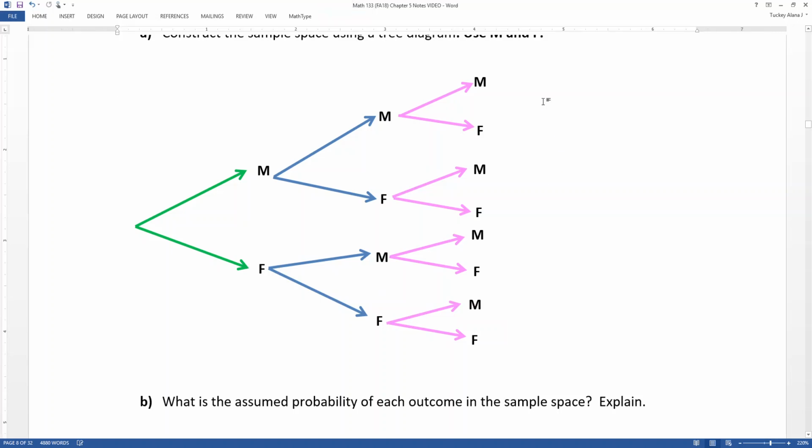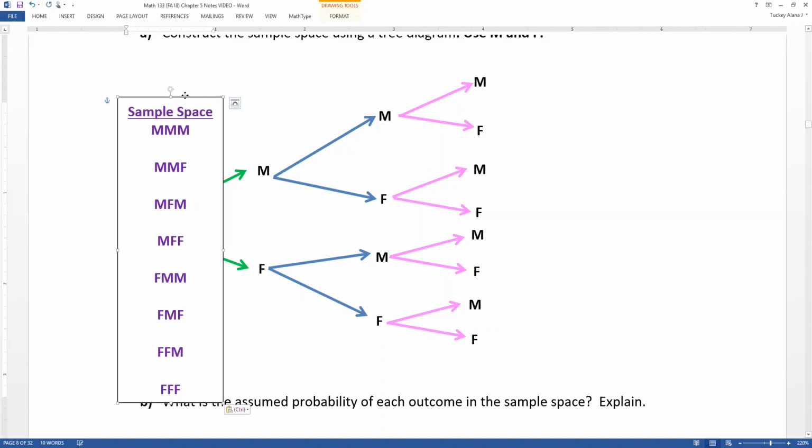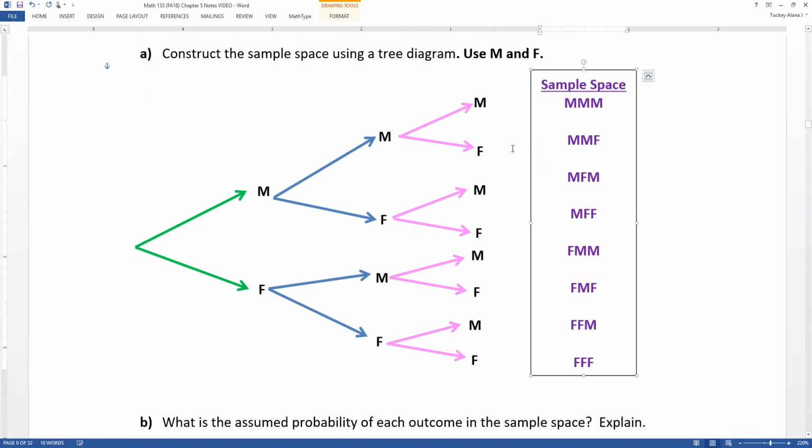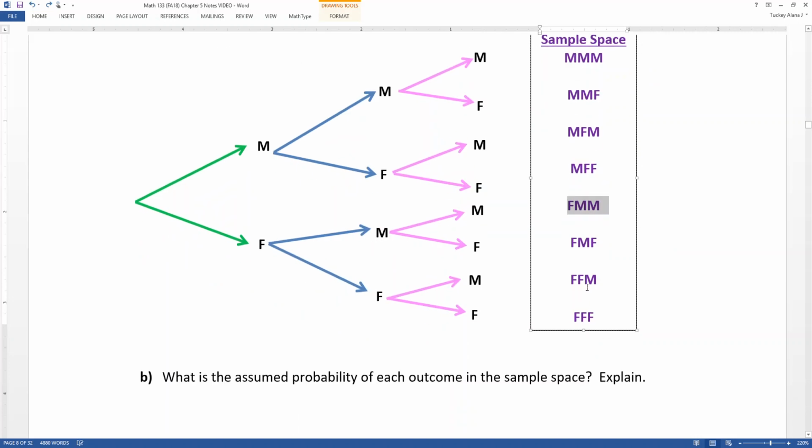That means you have a sample space created, which is right here. It has 8 outcomes, and they're all listed in order, and they match up to one of these little end branches. One of these little end branches right here makes each one of these. So this first one makes the first one in the list. The second one makes the second one on the list, and so on. So you don't get full credit unless you have the list fully made at the end. So F, M, M, and so on.